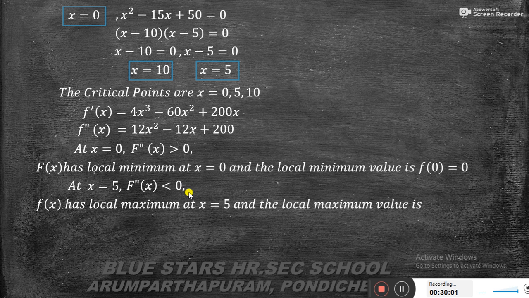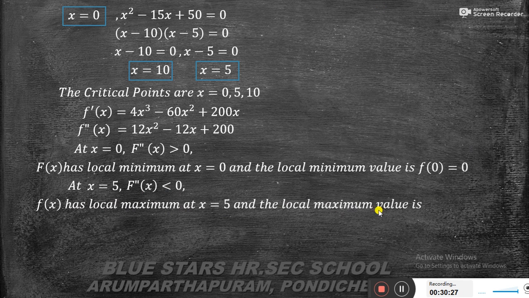So less than 0 means f of x is a local maximum. Local maximum means I substitute x equal to 5 in the second derivative. So f double dash of 5 equals, I got the answer, minus 100. Minus 100 means it is less than 0, so f of x has a local maximum at x equal to 5.